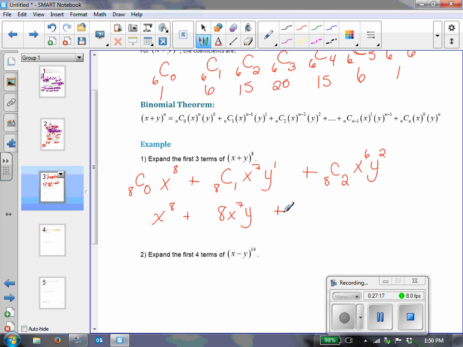Anybody? Just stretching. Oh, here I am thinking you're doing the math. 8 choose 2, 28. So 28, x to the exponent 6, y squared. It's super easy to let me do all the math for you, but I know that we're at that point in the year, but it's a little bit handy to try it yourself.